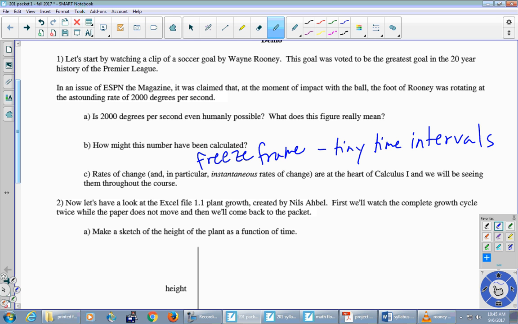Okay, so we are imagining planting a little seedling, a seed that's going to grow up into a big tall plant.